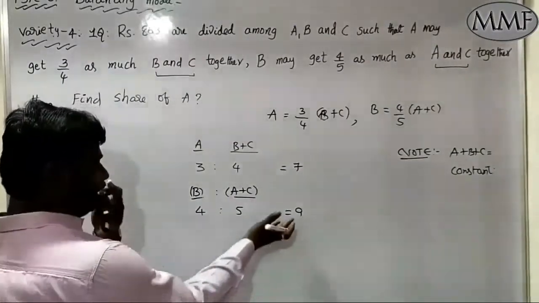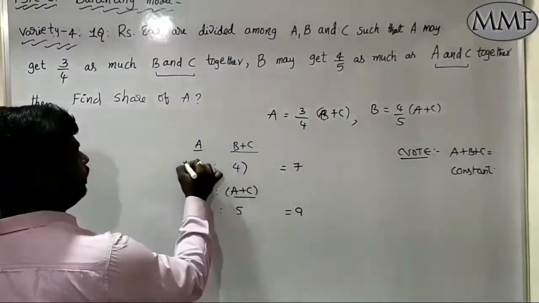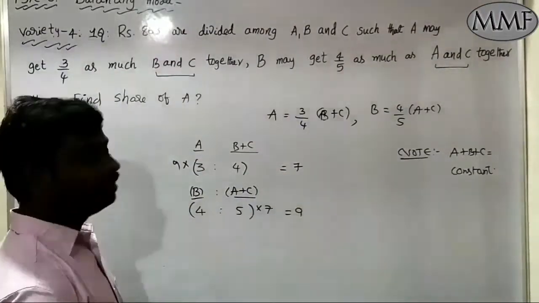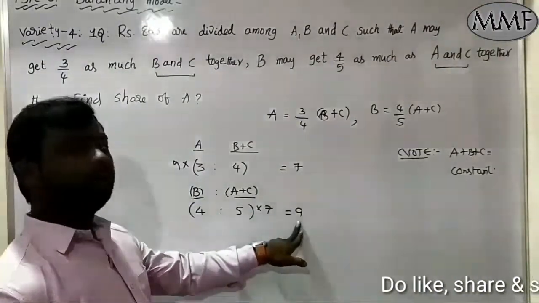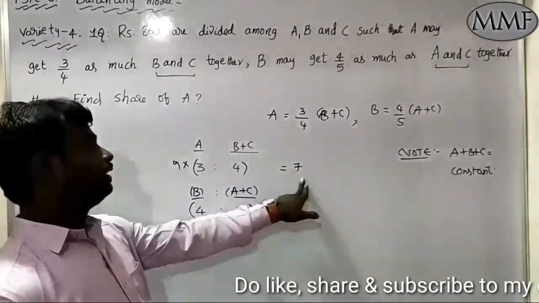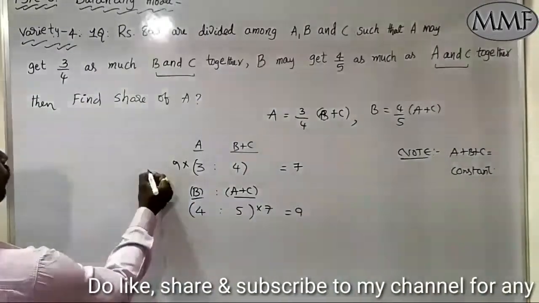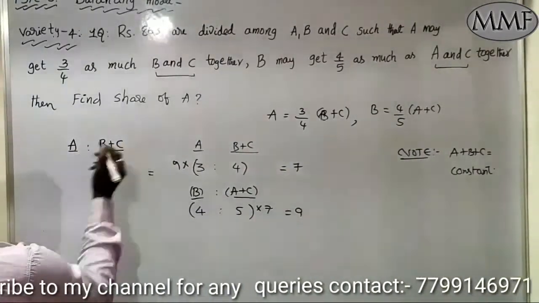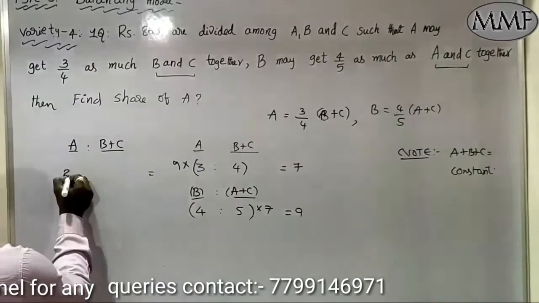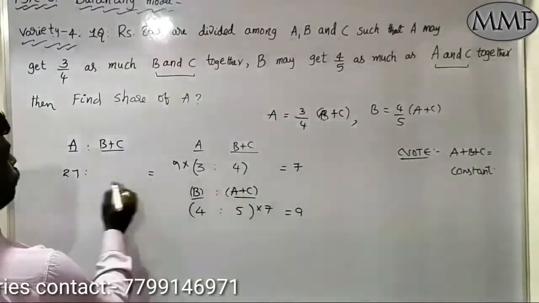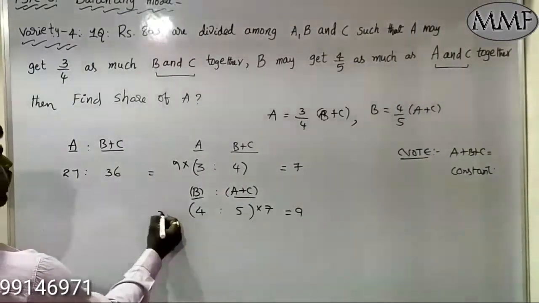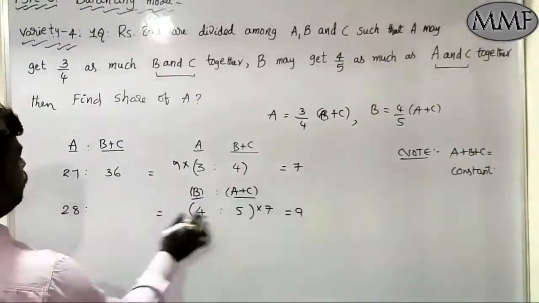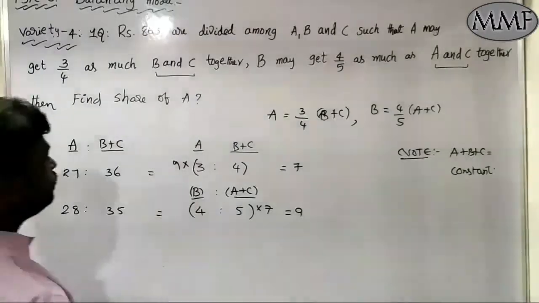Just multiply this sum with the previous one, and multiply this sum with the previous one. Once again I am repeating: the sum 9 is multiplied with the first ratio, the sum 7 is multiplied with the second ratio. Then what will you get here? A is to B plus C: 9 3s are 27, 9 4s are 36. And again 7 into 4, 28, 7 into 5, 35.